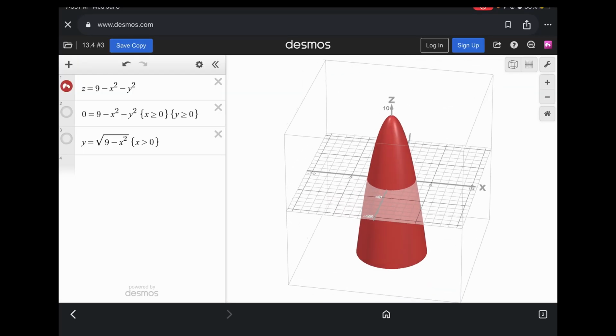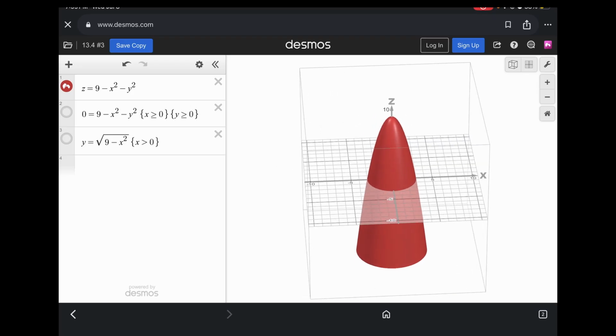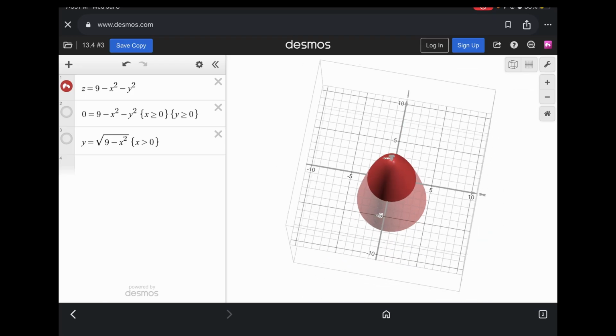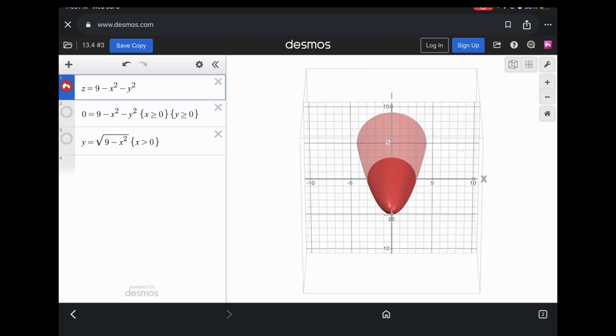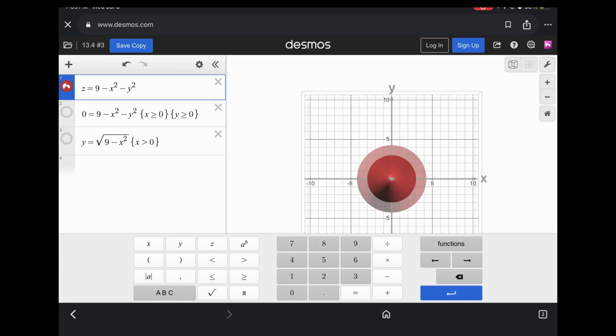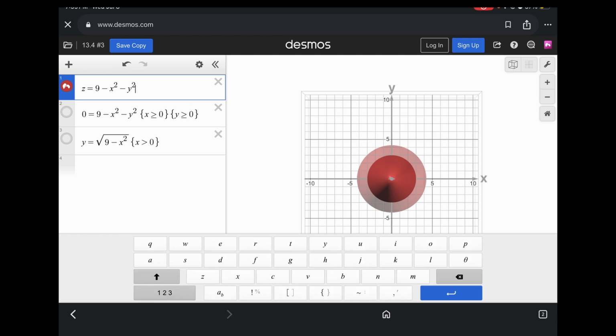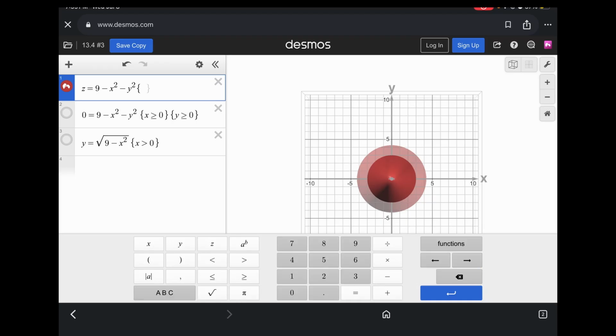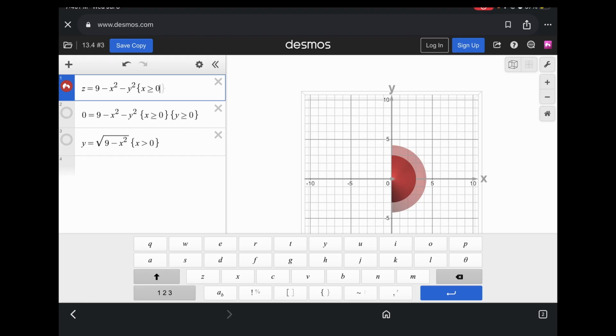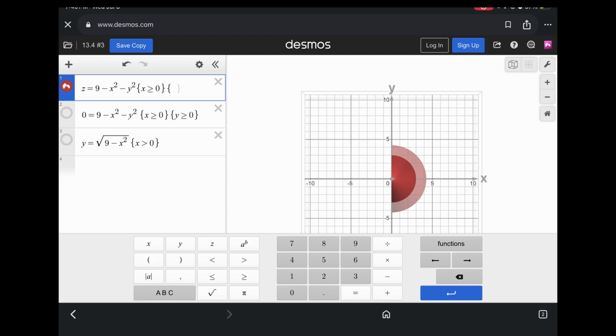Okay, so now I'm on 3D Desmos, and this is what we have right here. One thing I'd like to mention is that we can just completely ignore the coordinate planes where x or y are not positive. So we can say, using our Desmos notation, that x is greater than or equal to 0. You see how that cuts it in half? There you go. And then y is greater than or equal to 0.